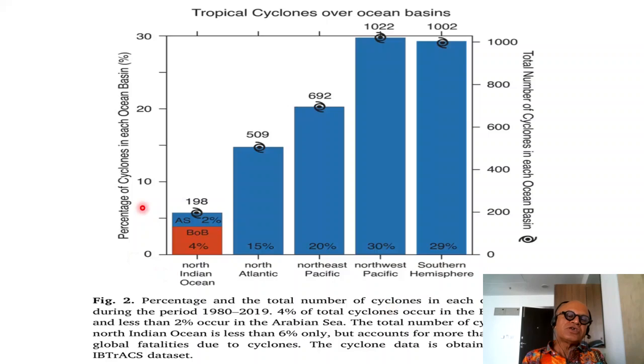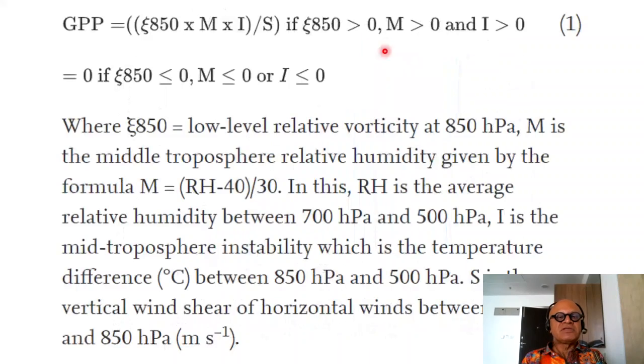Okay, looking just contextually for the globe, North Indian Ocean has a tiny percent of total number of cyclones, and the other basins are much more active. So North Atlantic, of course, gets lots of hurricanes. Northeast Pacific gets even more typhoons, cyclones, but Northwest Pacific is the most active in terms of producing about 30% of the total number of cyclones, whereas Arabian Sea has 2% and Bay of Bengal has 4%. Southern Hemisphere as a whole has only 29% and is less than just the Northwest Pacific. So there are various reasons why that happens.